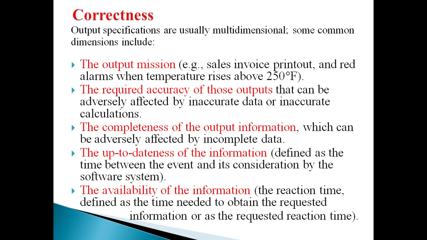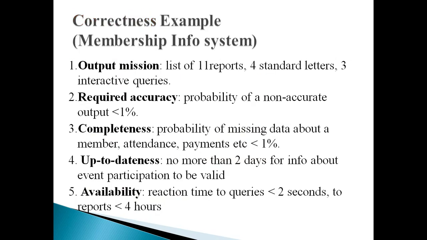Third, completeness of output information, which can get affected by incomplete data. Up-to-dateness of the information is defined as the time between the event and its consideration by the software system. The last is availability of the information, the reaction time, defined as the time needed to obtain the requested information or the requested reaction time. If your time is more, then your software is not at all useful. So these are the factors of correctness.